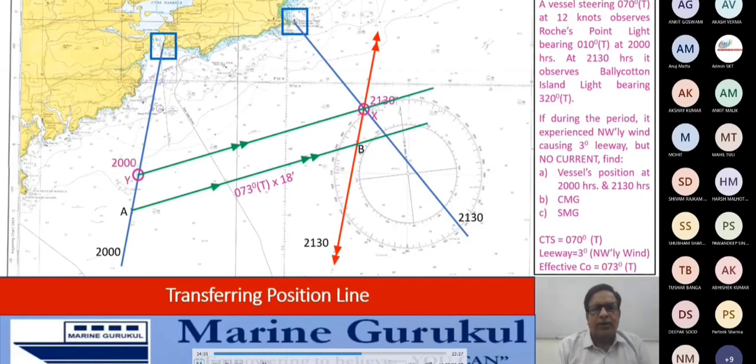So Y is the 2000 hour position, X is the 2130 hours position, Y to X direction is the CMG, which is 073 degrees true in this case, and Y to X is the distance made good in 1.5 hours, which will lead us to speed made good.